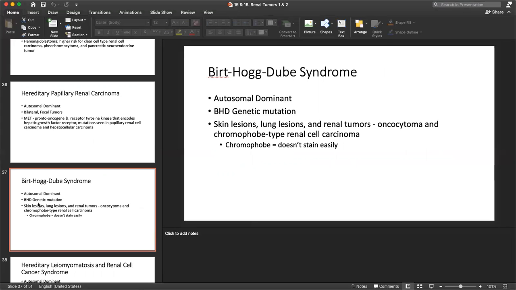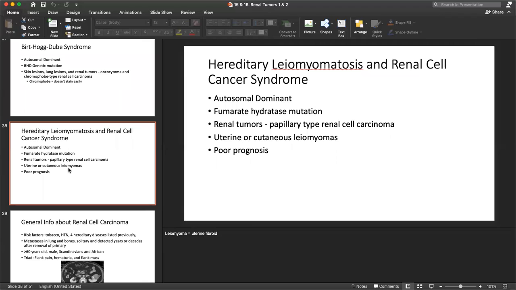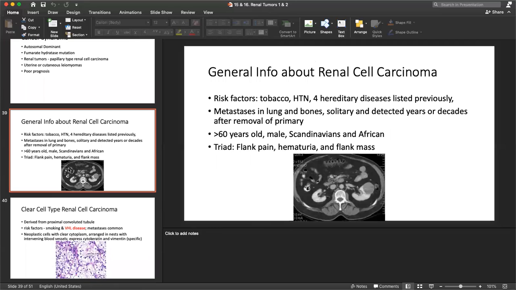Birt-Hogg-Dubé syndrome is going to be a skin lesion, lung lesion, and renal tumor. It is going to be a chromophobe that doesn't stain easily. Hereditary leiomyomatosis and renal cell cancer syndrome is going to be autosomal dominant, and there are uterine lesions, renal tumors, and it has a poor prognosis. Some of these I don't think are as important as those.